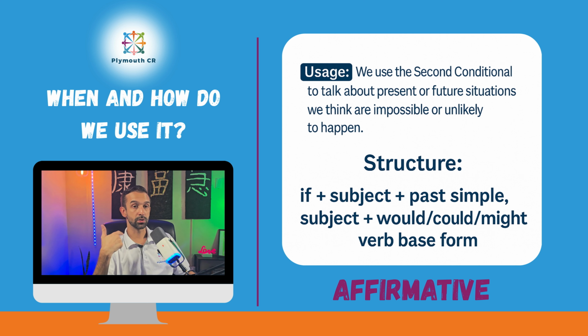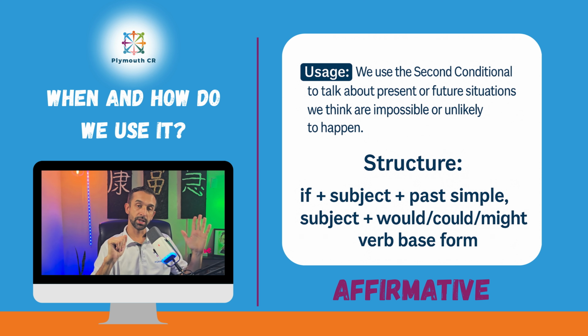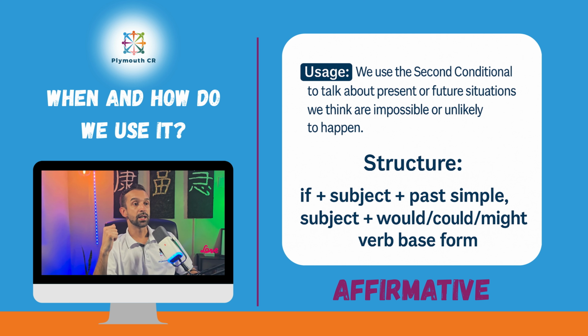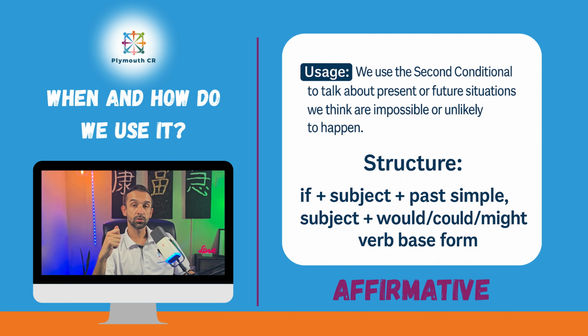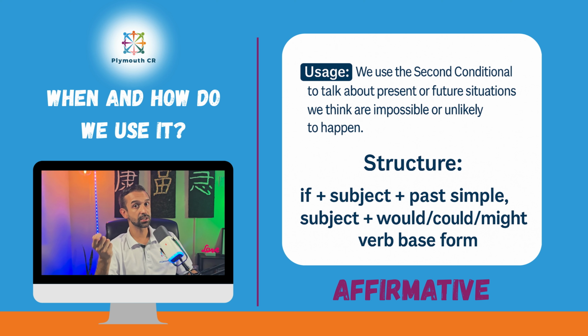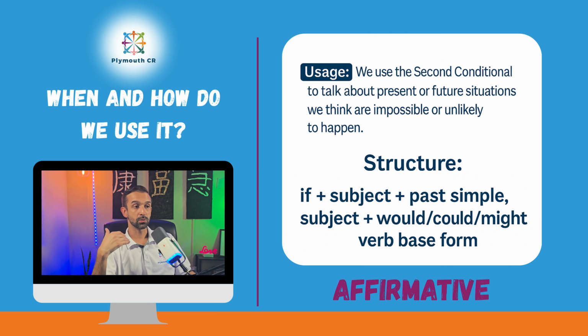As usual, we're going to start with the affirmative sentences. And the structure of this one would always be, well, not always, because it can change. We start with the if, and then we add the subject. And after the subject, the verb has to go in the past simple. Then, when you start the sentence with the conditional clause, remember that you have to write a comma there. And after that, you will start with the subject.